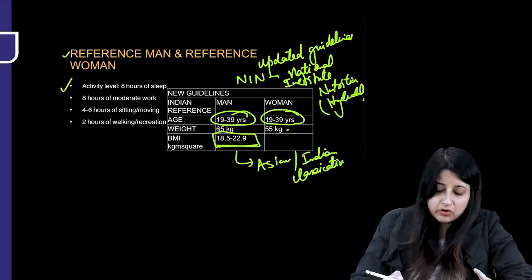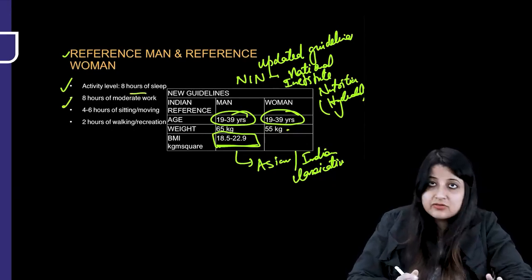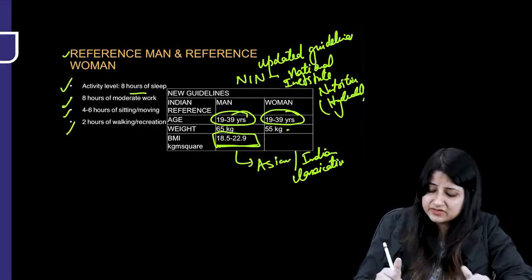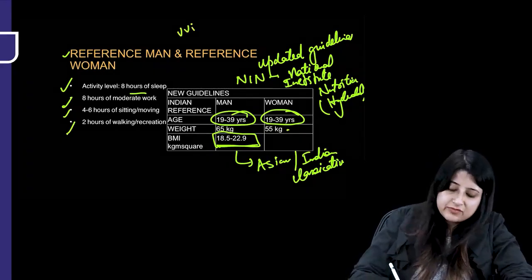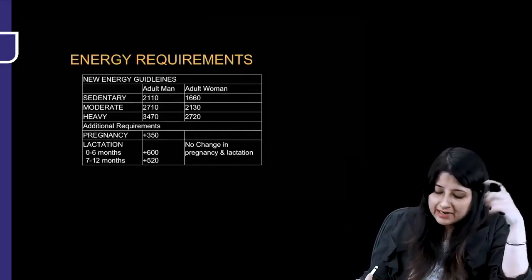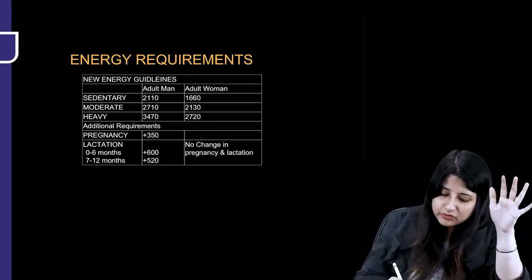Plus, please don't ignore this activity level, reference man and woman, 8 hours of sleep, 8 hours of moderate work, 4 to 6 hours of sitting, moving, and 2 hours of walking recreation. This is very, very important. That is why I've kept it in the first slide only, okay? Then what about the energy requirements? These are also based on reference man and woman only.